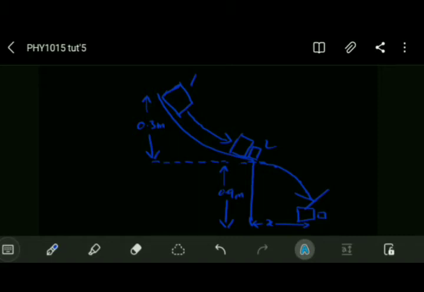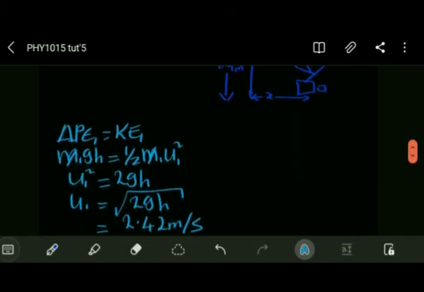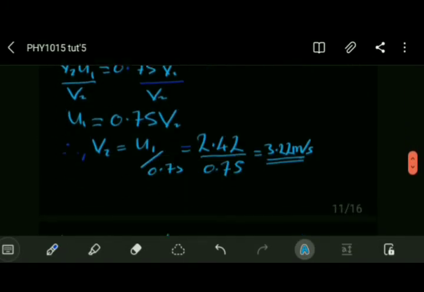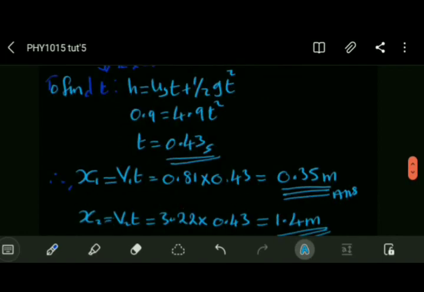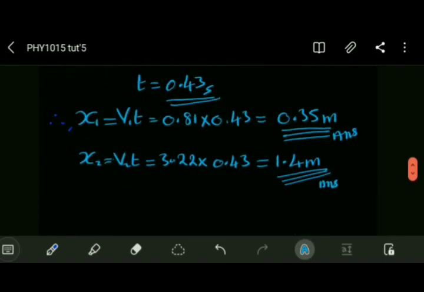Okay, so it is hit and then it's going to fall at a further distance than the bigger block. So x2, the smaller block, is falling 1.4 meters away from the table, whereas the bigger one falls 0.35 meters away from the table. Okay, so we are also done here.